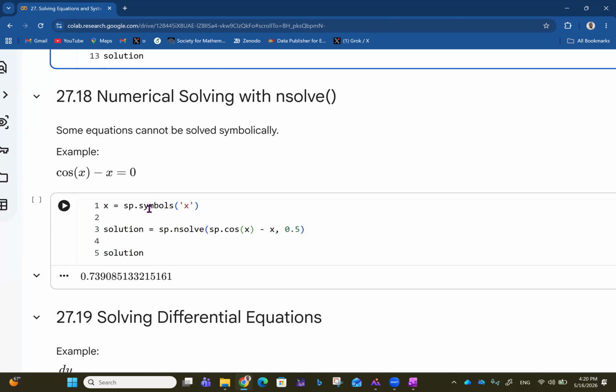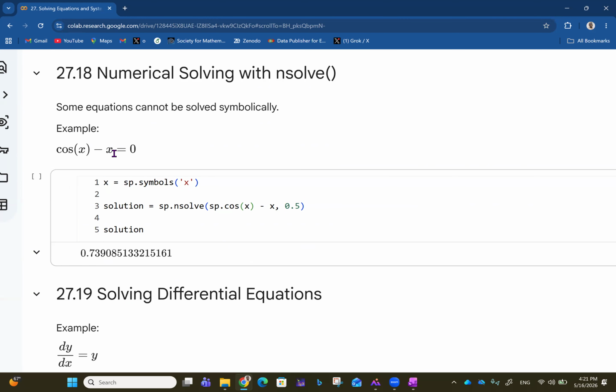So x is sp.symbols x. So solution is sp.nsolve. So you now have sp.cos x minus x, and you are doing that at 0.5. So you're evaluating that at 0.5 or so. The solution then is 0.7390. So if you try to solve this way, of course, solving this, you may need to use things like, there are many methods you can use. A very good one would be the Newton-Raphson method, which converges to the solution faster. But of course, there are other slow ones like bisection, secant, and all of those.